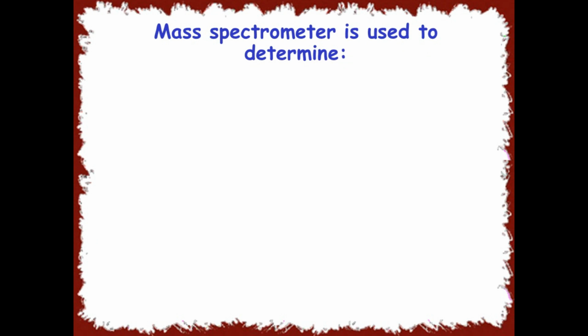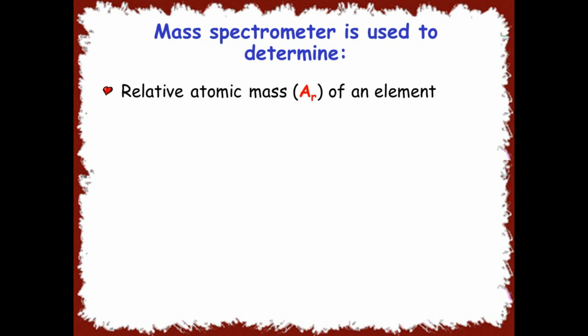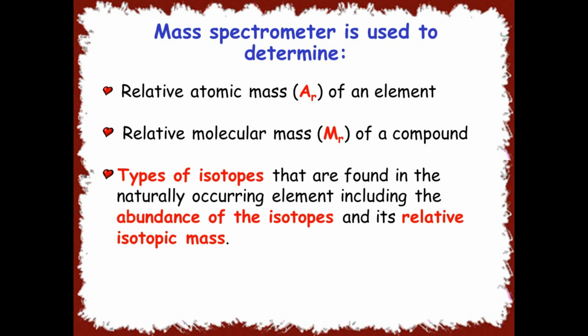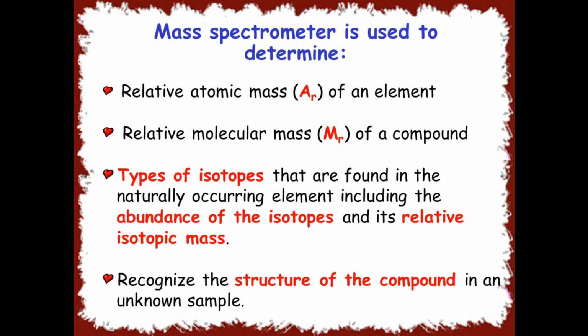There is a tool called a mass spectrometer. A mass spectrometer is used to determine the relative atomic mass of an element, the relative molecular mass of a compound, the types of isotopes that are found in the naturally occurring element, including the abundance of the isotopes and their relative isotopic mass, and to recognize the structure of the compound in an unknown sample.